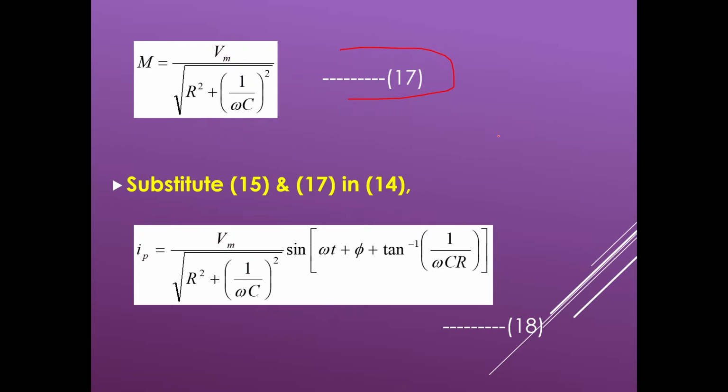Now we have determined the theta value and the m value. Now substitute them in the Ip equation, that is equation 14. What do you get? Ip is equal to Vm by root of R square plus (1 by omega C) square, times sine of omega t plus phi plus tan inverse of 1 by omega RC. Consider it as equation number 18.